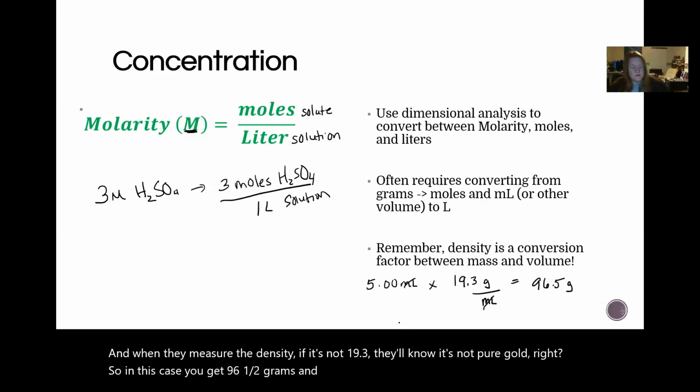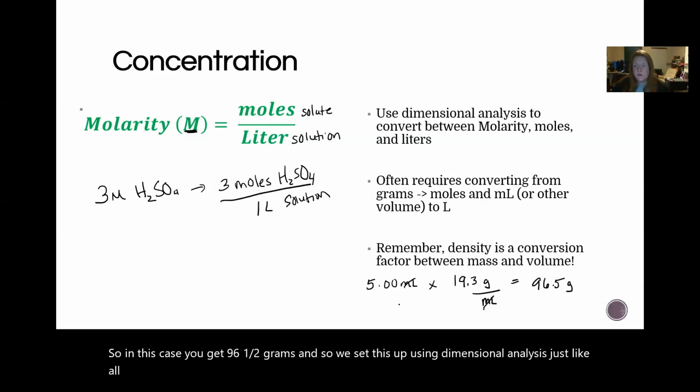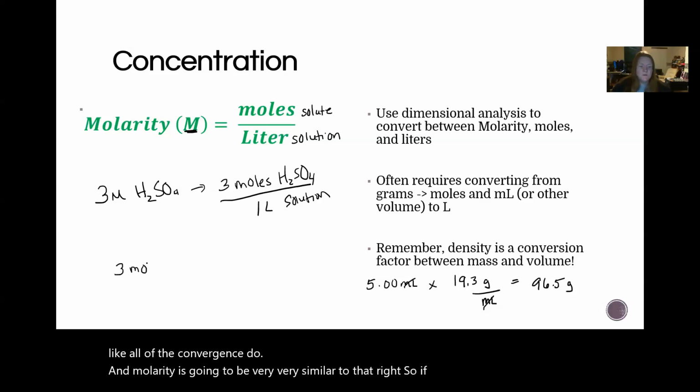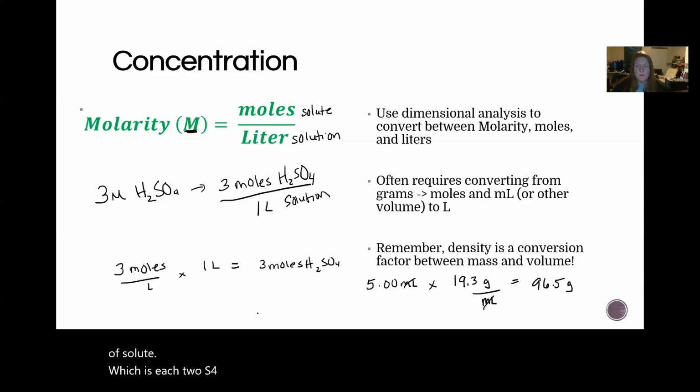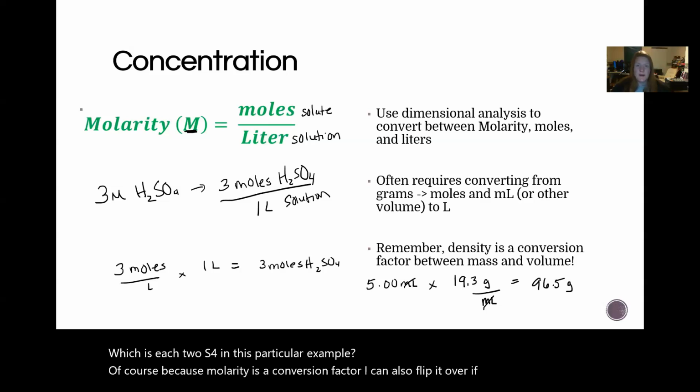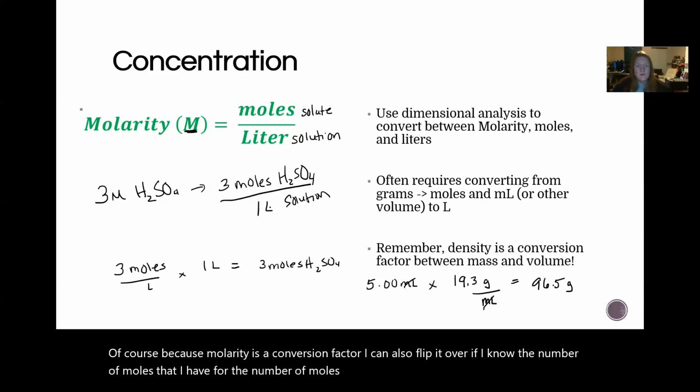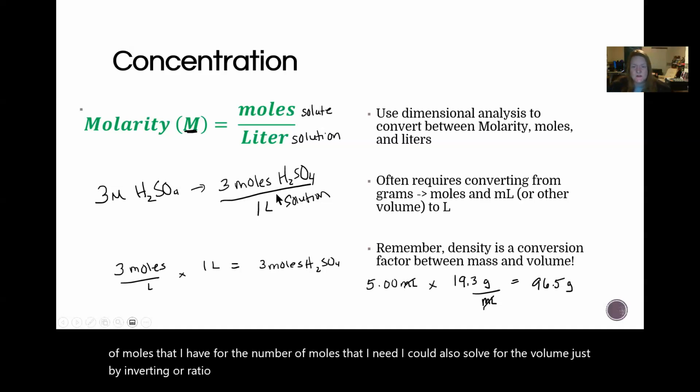And so we set this up using dimensional analysis, just like all of the conversions do. And molarity is going to be very, very similar to that, right? So if I had 3 moles per liter, and I have 1 liter of solution, then that means I have 3 moles of solute, which is H2SO4 in this particular example, okay? Of course, because molarity is a conversion factor, I can also flip it over. If I know the number of moles that I have or the number of moles that I need, I could also solve for the volume just by inverting a ratio here, just like we do with density.